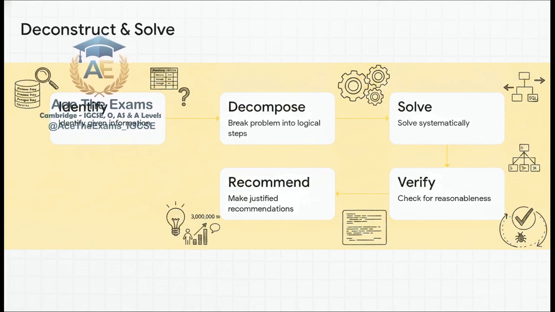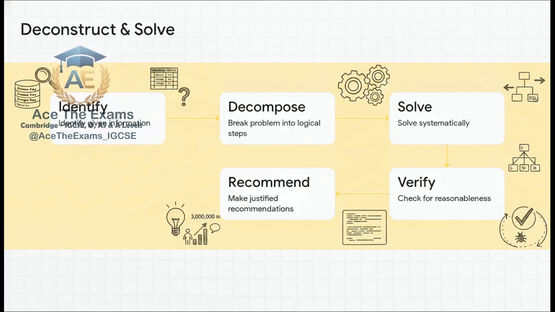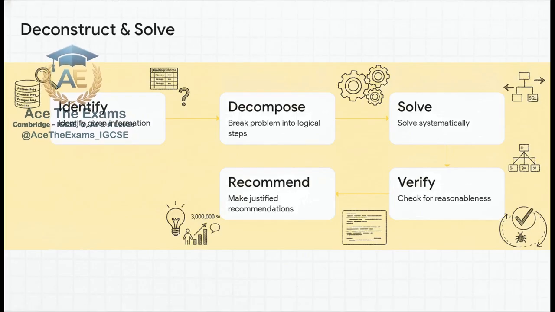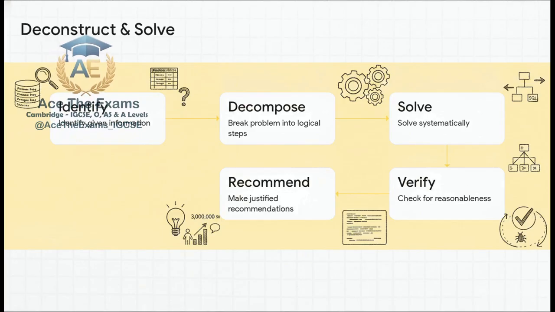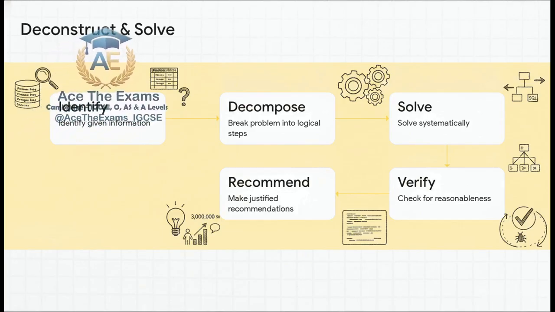Step 4. Check for reasonableness. This is where everyone loses marks. Did your inner join just return 3 million rows when you only have 50 customers in the database scenario? If so, that means you missed a boundary condition. Rigorous testing is part of the process. And finally, step 5, make justified recommendations. The higher order assessment objectives demand that you don't just solve the problem, but you evaluate its structure and its efficiency.